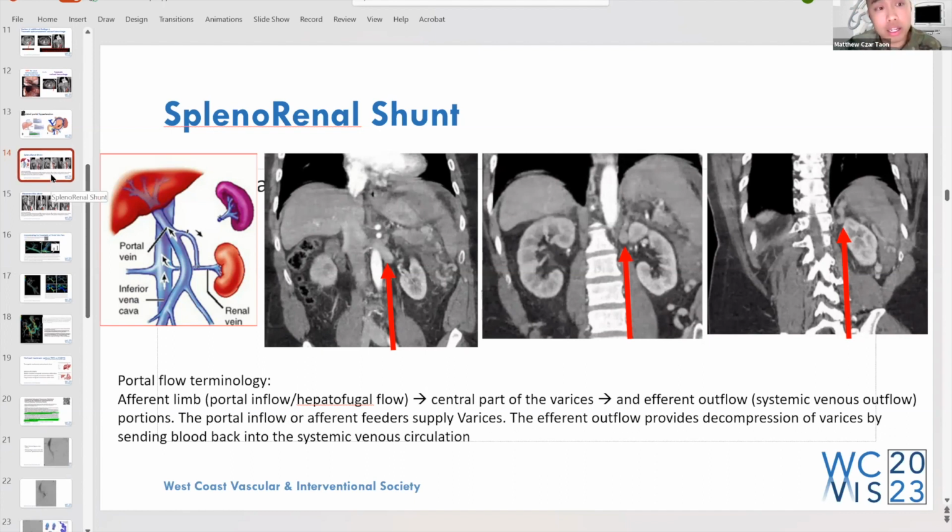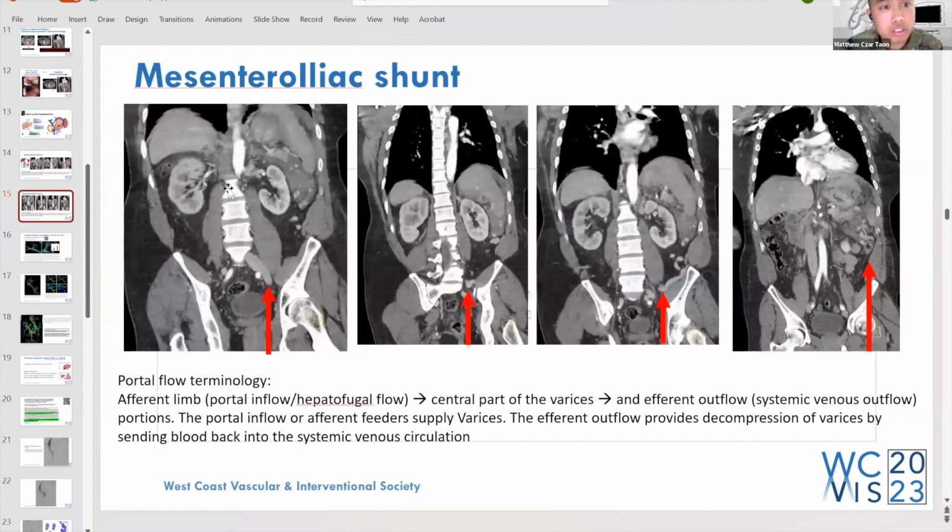Now, when I'm thinking about portal hypertension and shunting, things can get very complex. This patient did have a splenorenal shunt, highlighted here. He also had a continuation of those shunting through a mesenteric vein to the left common iliac vein, and highly concerning for hemorrhage at this inferior spleen site where all these varices are located.